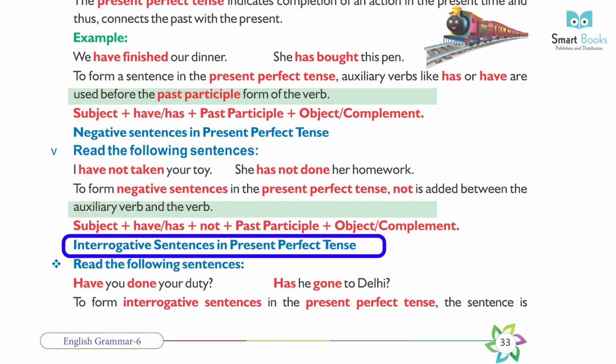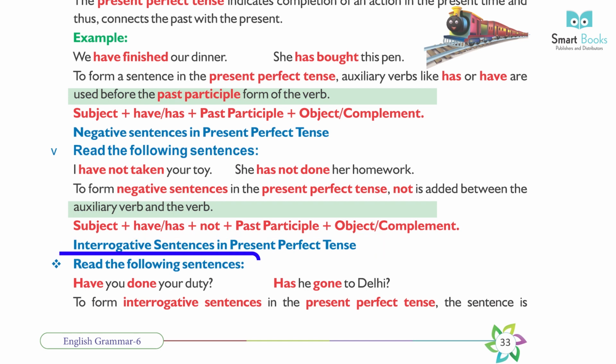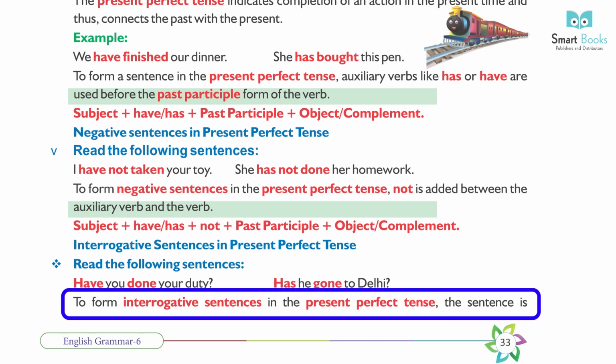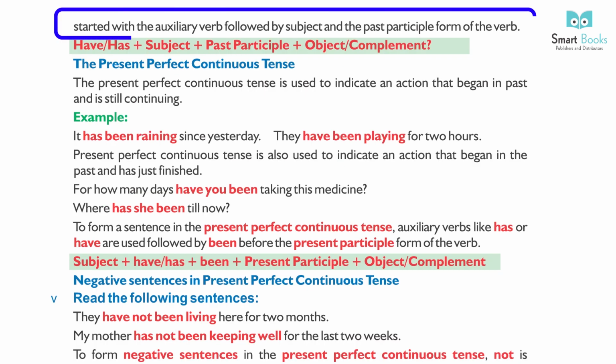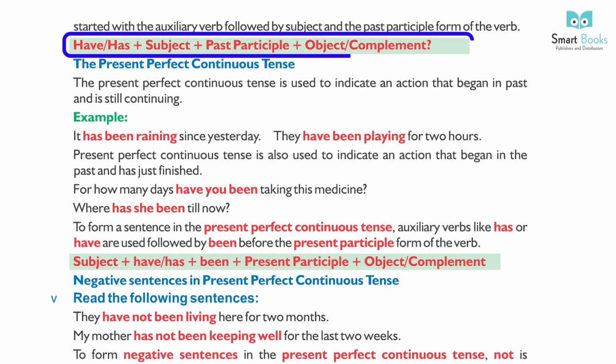Interrogative sentences in present perfect tense. Read the following sentences. Have you done your duty? Has he gone to Delhi? To form interrogative sentences in the present perfect tense, the sentence is started with the auxiliary verb followed by subject and the past participle form of the verb. Have, has plus subject plus past participle plus object complement.